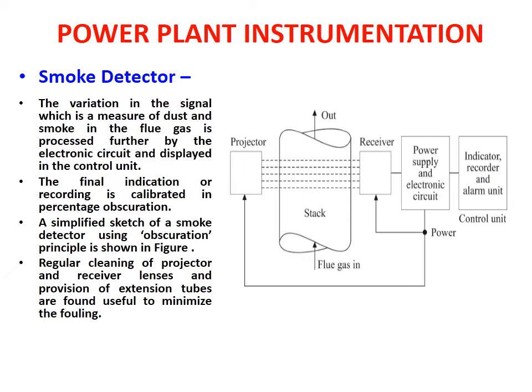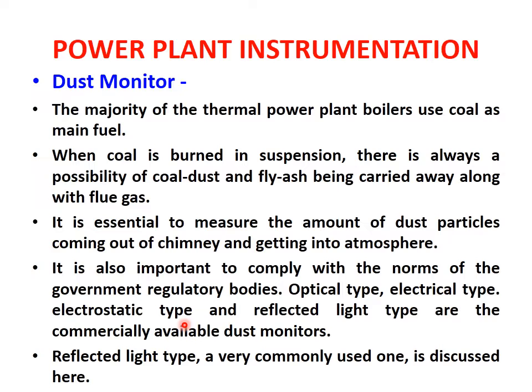Now what will happen is, the projector and receiver both have lenses, one for the receiver and one for the projector. As the smoke has various colors, there are chances that the lenses of the receiver and projector may get faded, and due to that, maintenance has to be done continuously. Then going to the next slide is the dust monitor. Now after smoke, we are going to see how dust is measured.